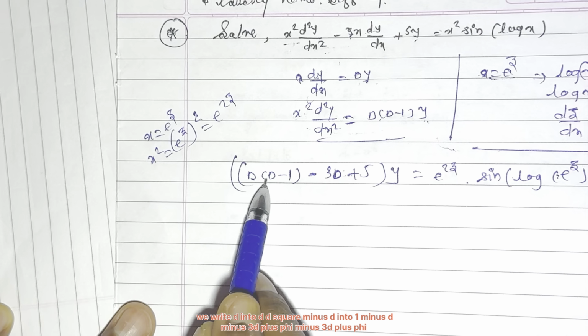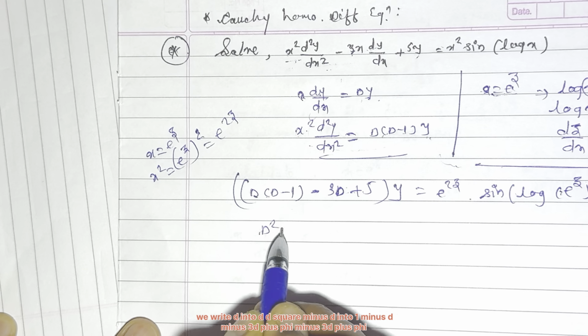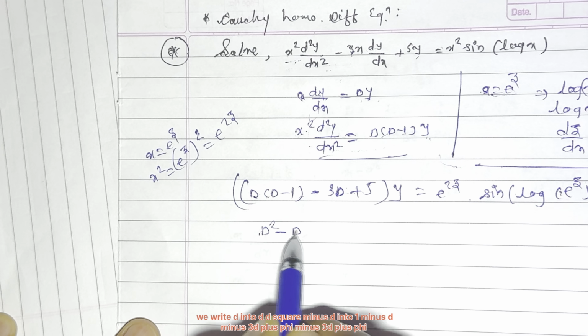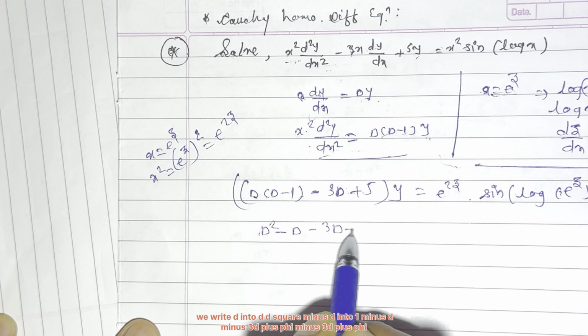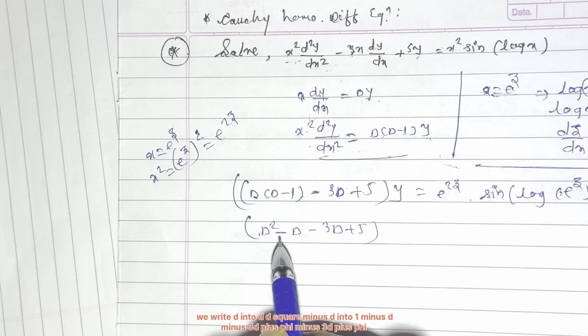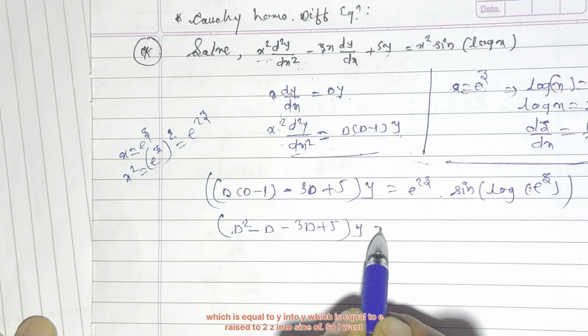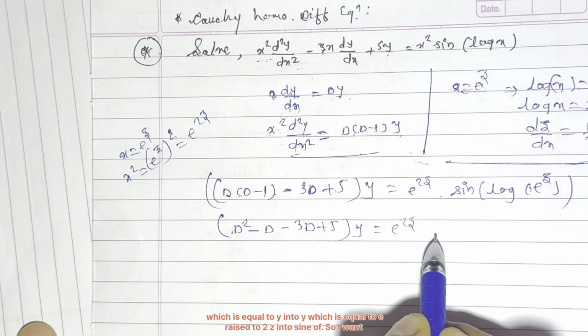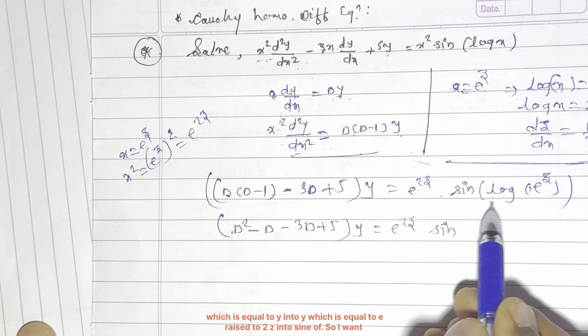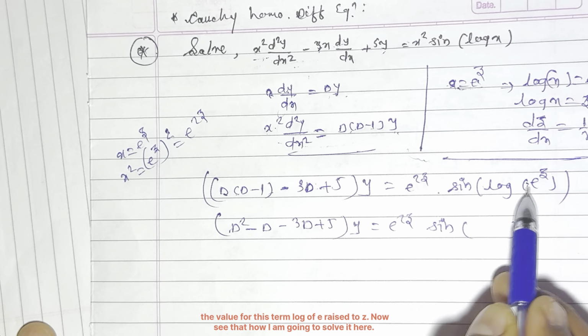So what we write: D into D squared minus D into 1 minus D minus 3D plus 5, which is equal to y, which is equal to e raised to 2z into sine of z. Okay, so I want the value for this term, log of e raised to z.